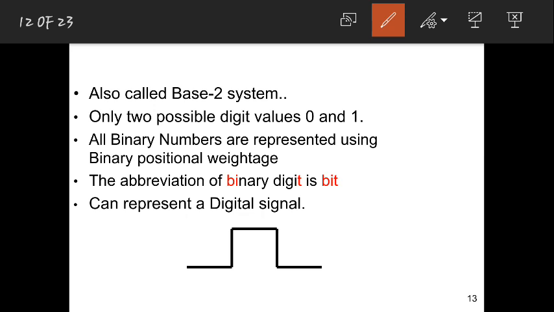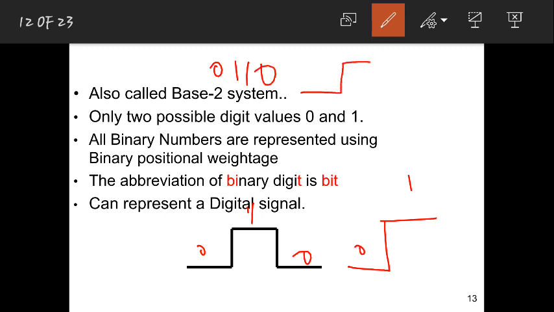So we can represent a digital signal in this way. This is a digital signal as a square wave, which means it is either 0 or 1. If you want to write 0 1 1 0, I will write first 0, then 1, again 1, then 0. In this way I will represent it.